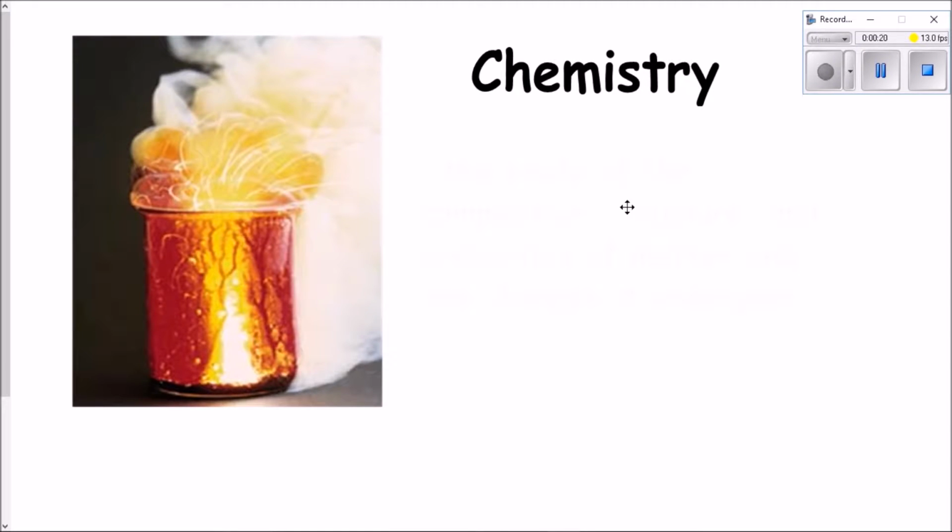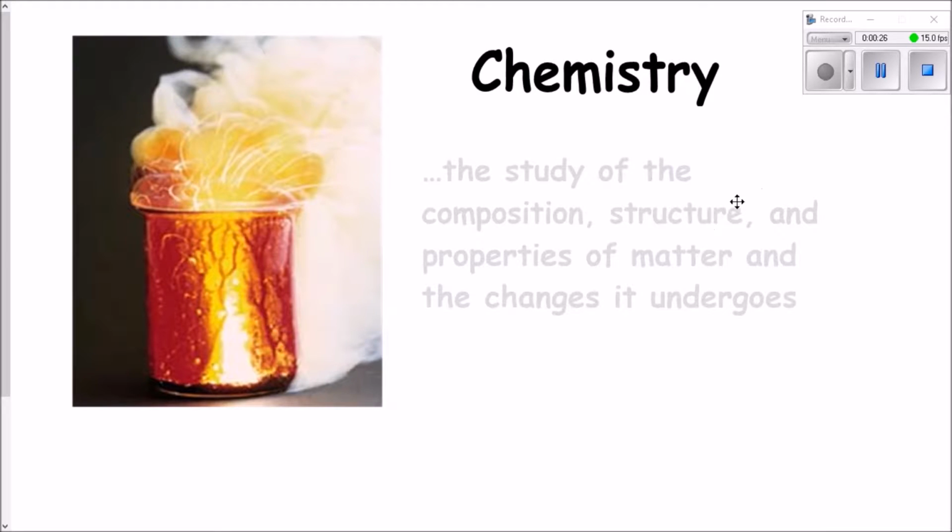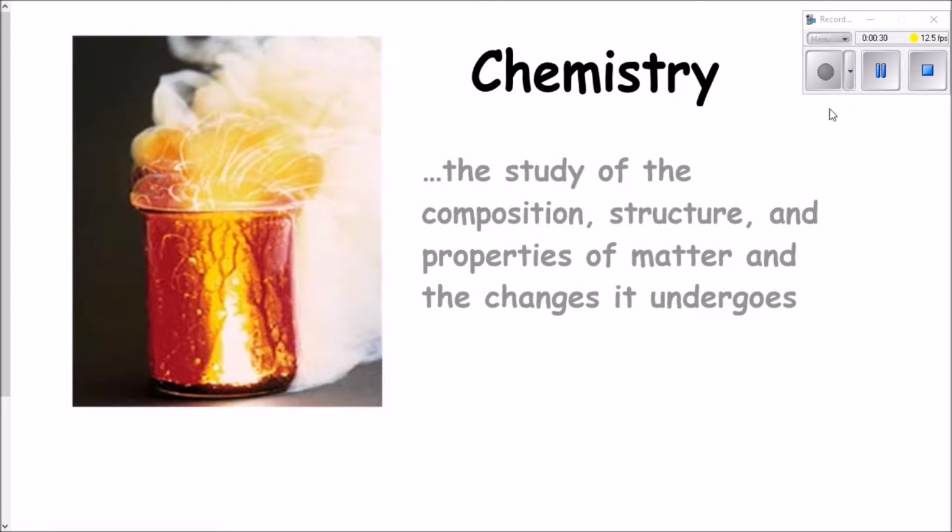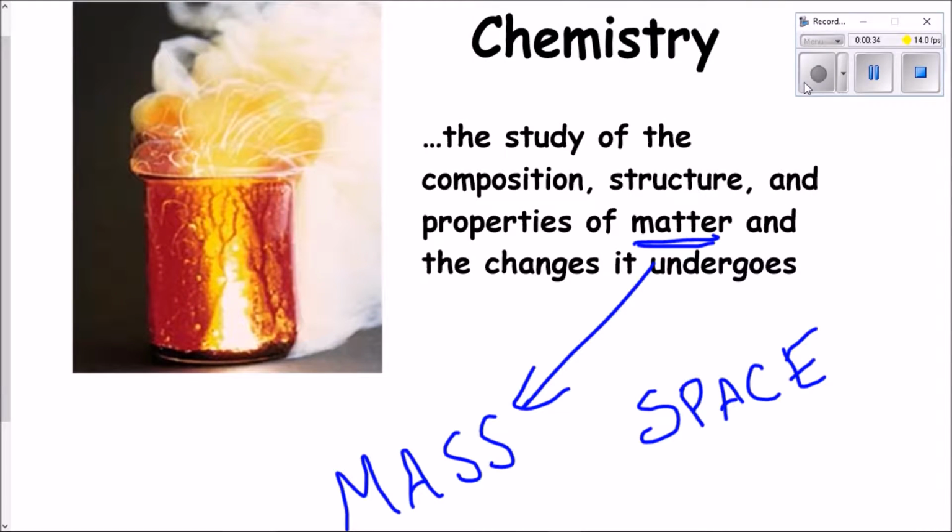Chemistry is the study of matter. Really, it has everything to do with matter, so the composition, structure, properties of matter, and all the changes in everything, that's what we're talking about when we talk about chemistry. Matter is anything that has mass and takes up space. It's pretty much everything around us.